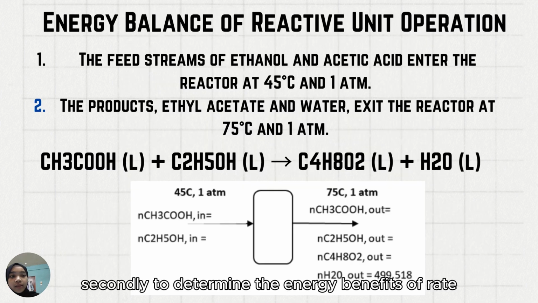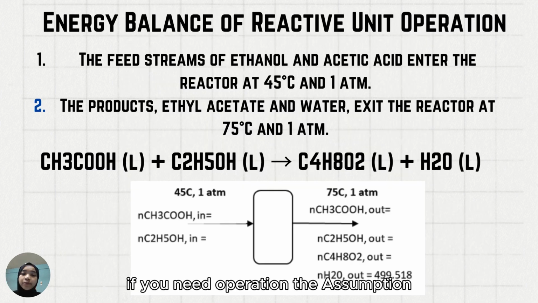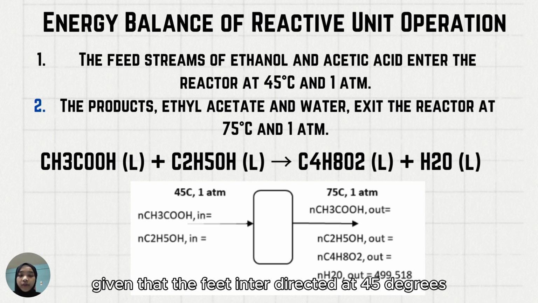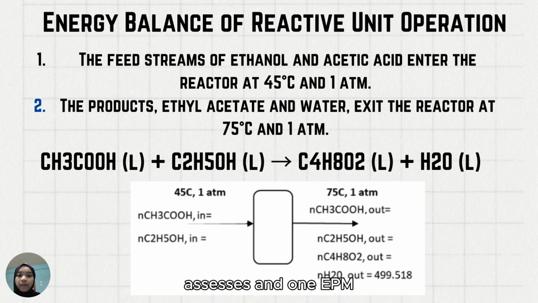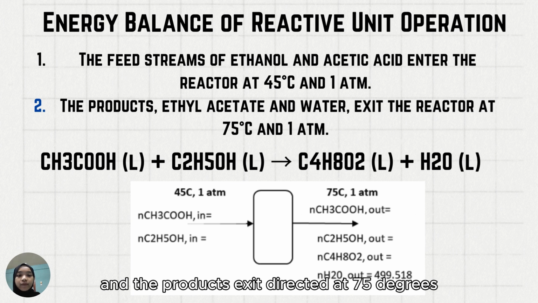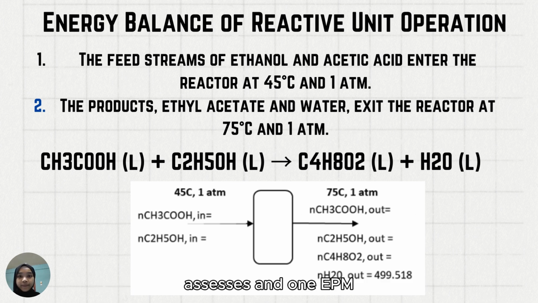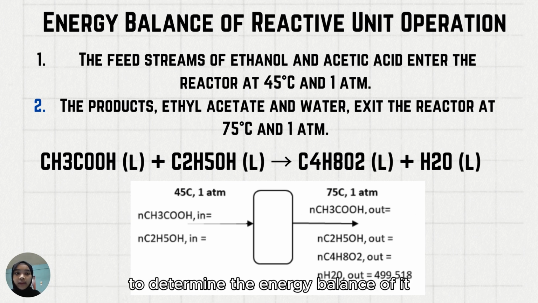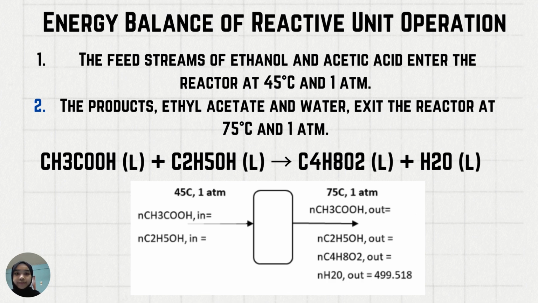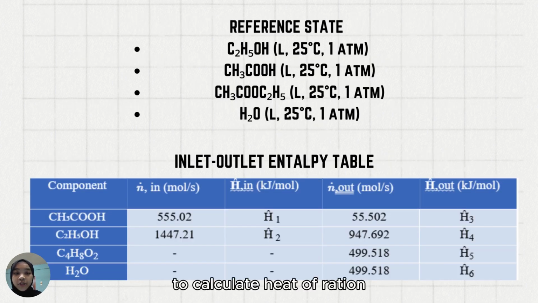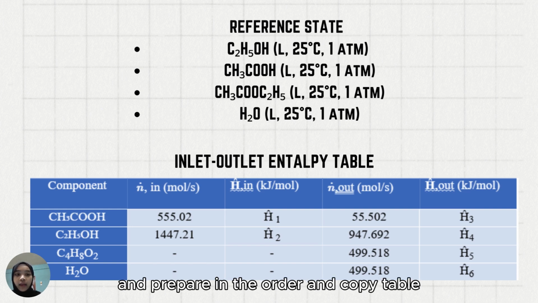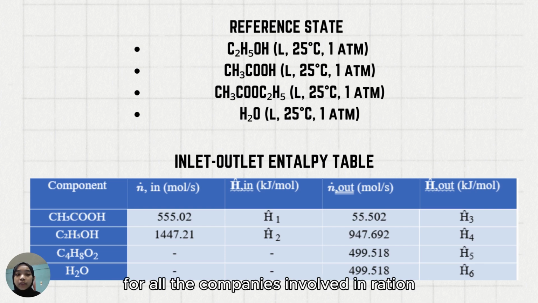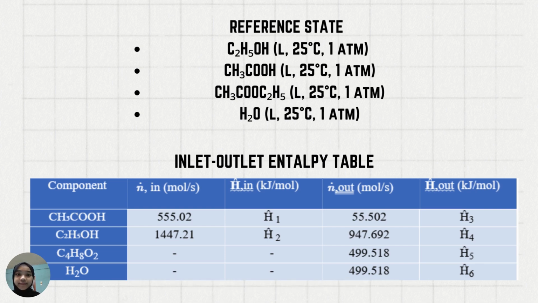Secondly, to determine the energy balance of the reactive unit operation, the assumption given is that the feed enters the reactor at 45 degrees Celsius and 1 atm, and the products exit the reactor at 75 degrees Celsius and 1 atm. We can use the molar flow rate that we determined in the mass balance calculation to determine the energy balance of the reactive unit operation. To calculate the heat of reaction, we need to determine the reference state for each component and prepare an inlet-outlet enthalpy table for all the components involved in the reaction.